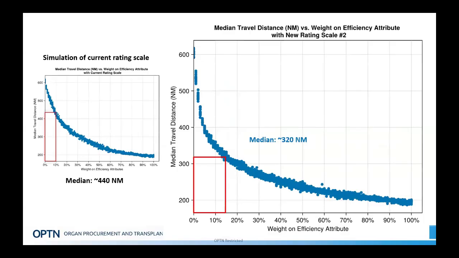So here are similar results for distance traveled. A lot of people felt that distance traveled would also potentially be a surrogate for logistical complexity. And we can see under the initial CAS rating scale at 10 points, average distance traveled of about 440 nautical miles. With increasing the score to 15 in the new rating scale, that expected median travel distance would be down to 320 nautical miles.